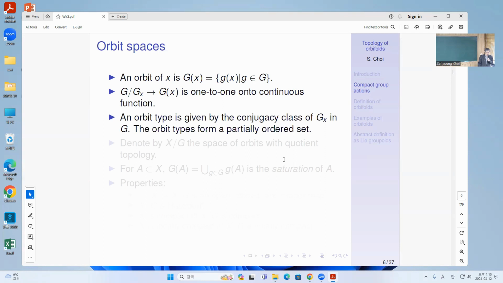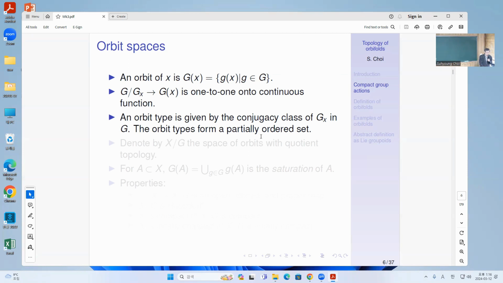So the orbit type is given by the conjugacy class of G_x in G. Because this is a conjugacy class, the orbit types form a partially ordered set. So it just means that you have to order by the fact that this orbit is a subset of another.